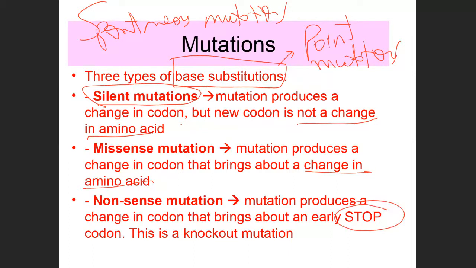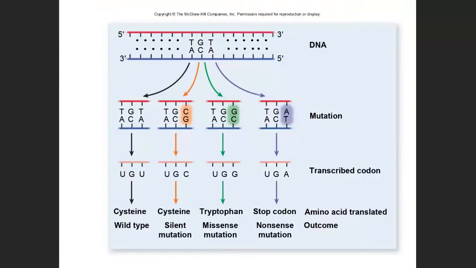These kinds of mutations, the nonsense mutations, typically are knockout mutations because it's creating a shorter protein, one that has a stop codon earlier than it should have had. In a missense mutation, the protein may work. In a nonsense mutation, it never works. All right, so these are examples.